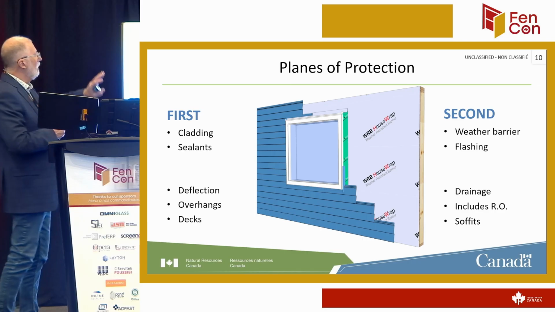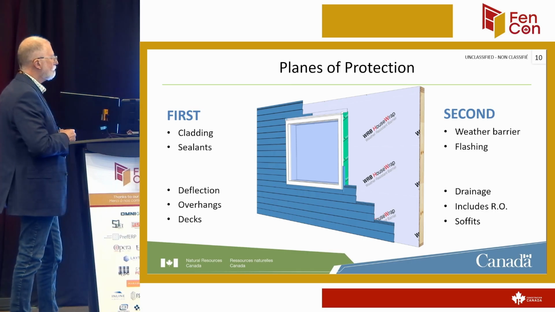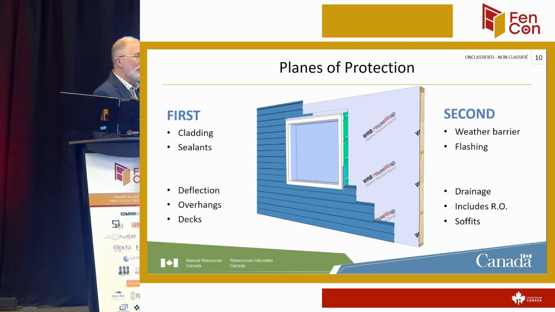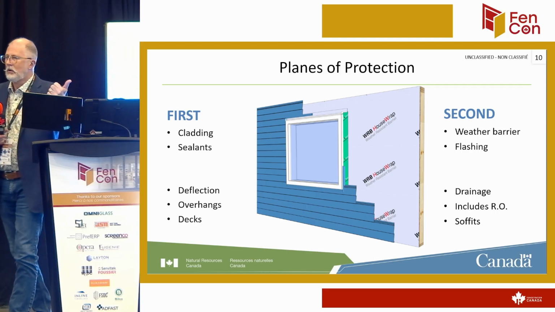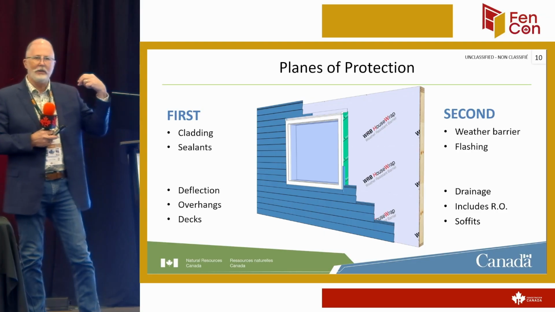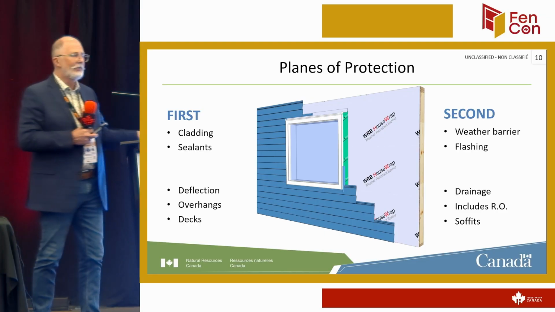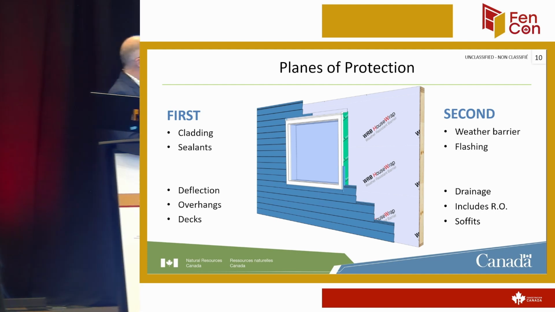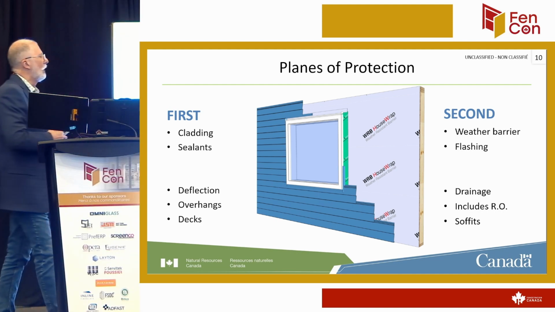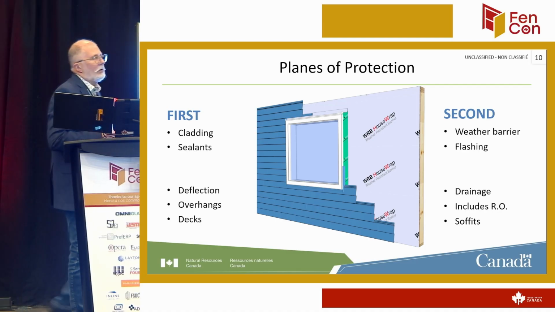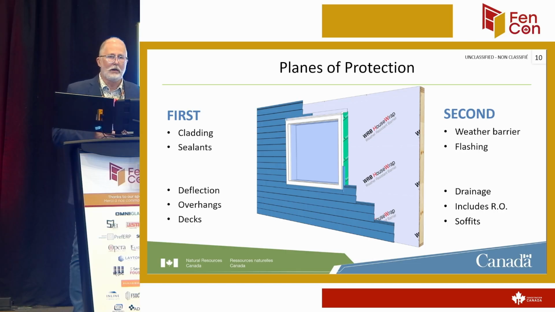Now, understanding first and second plane of protection, if you think of first plane of protection, cladding and sealants are really the definition of first plane of protection, but what about overhangs? What about decks? What about things that deflect water away from the surface? Anything that deflects could be considered part of this first plane of protection. But we know water's going to get through, so what's behind it? Well, we have a weather barrier and a flashing. What's the best weather barrier? Well, I don't know, whatever you can afford, depending on your environment and your climate.